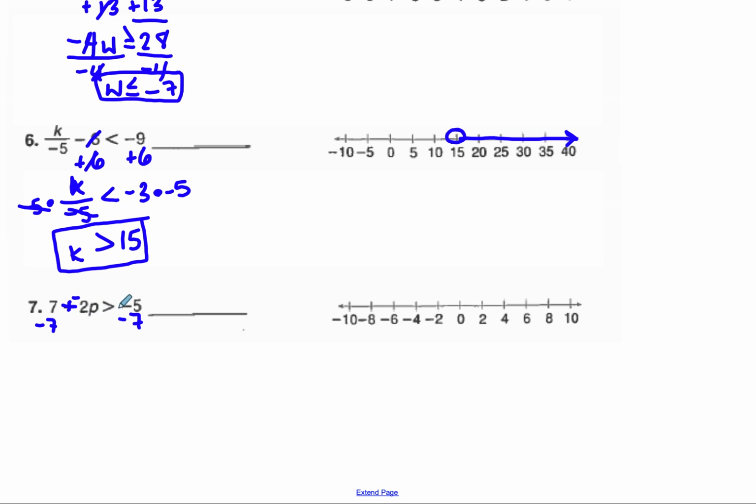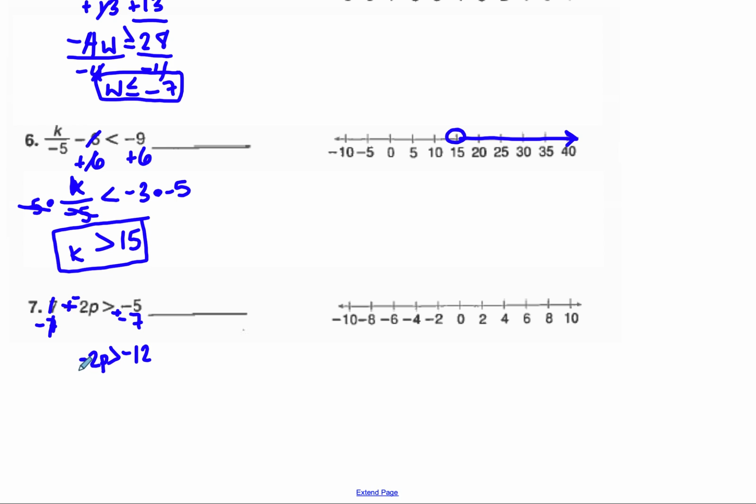That subtraction sign goes with the 2p part. Okay, 7 minus 7 is going to be 0. Negative 5 minus 7, boom, boom, becomes negative 5 plus negative 7, which is negative 12. So now I have negative 2p, don't forget about that negative, is greater than negative 12.